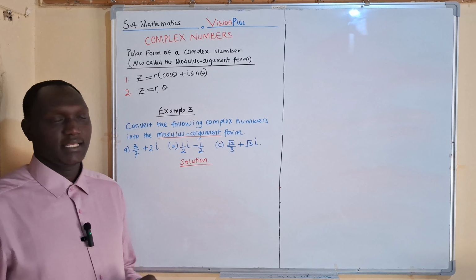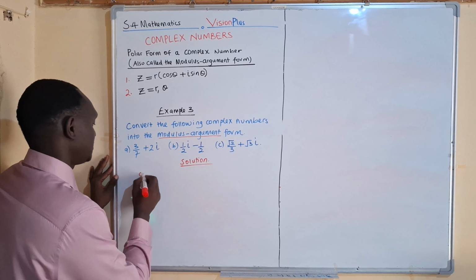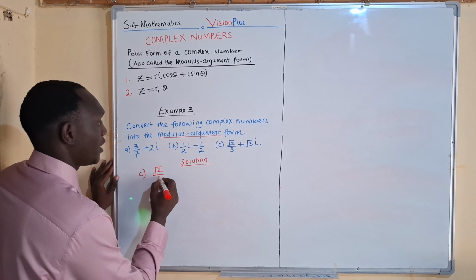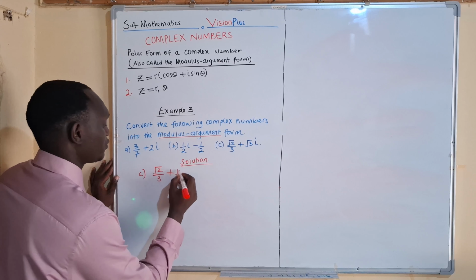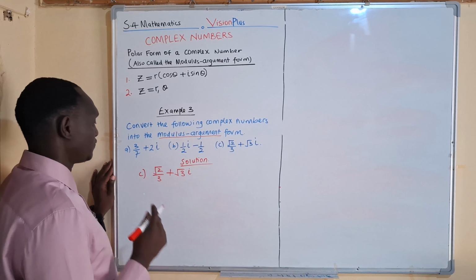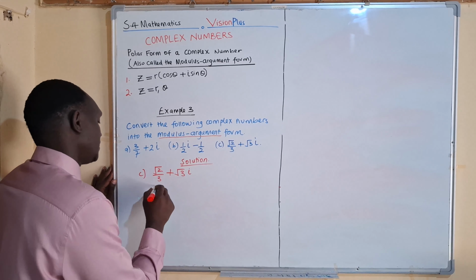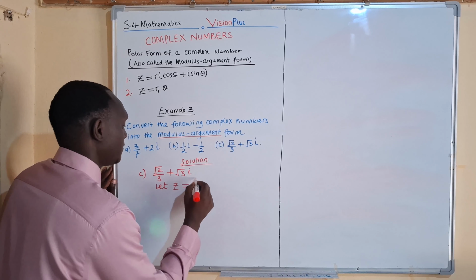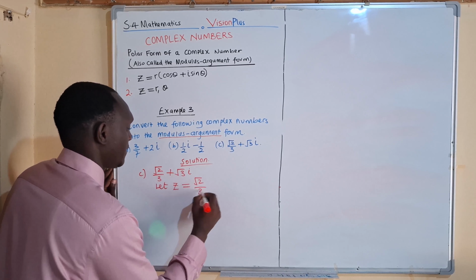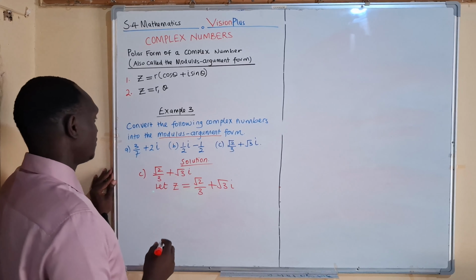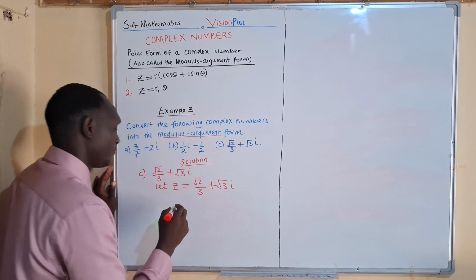And finally, part C. Part C says that we are given the complex number root of 2 out of 3 plus root of 3i. Don't get scared. Just follow the steps. One, we let z be the complex number given as root of 2 out of 3 plus root of 3i. And then we need to find the magnitude of the complex number, which is r.